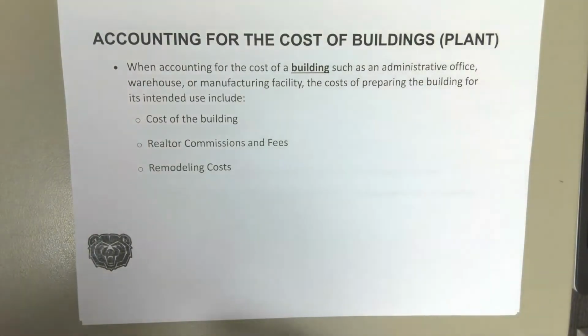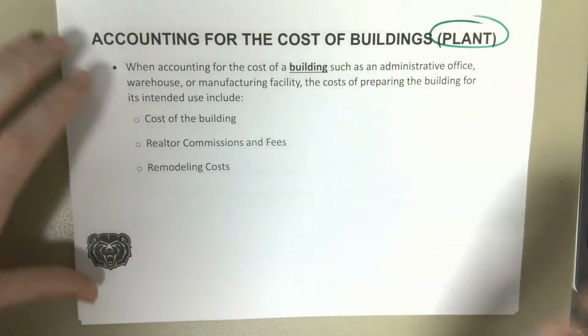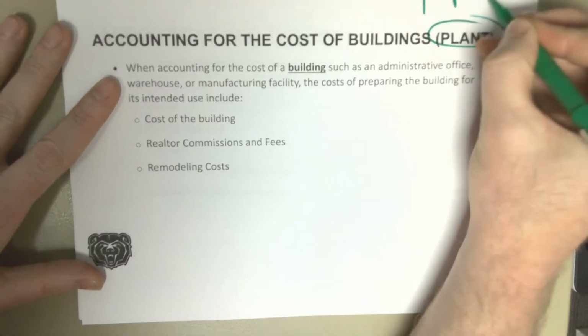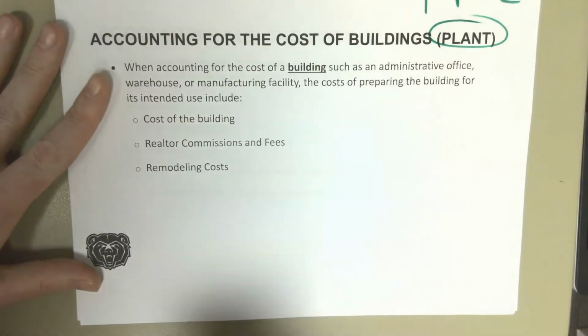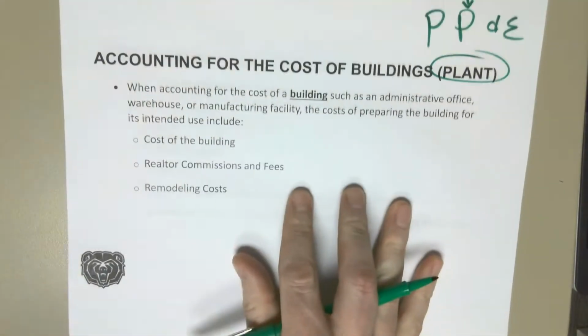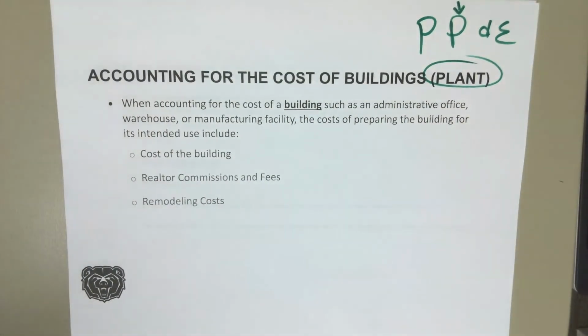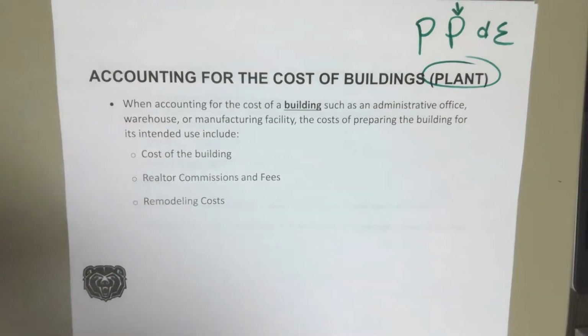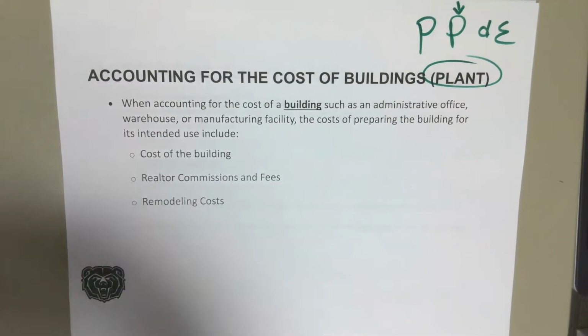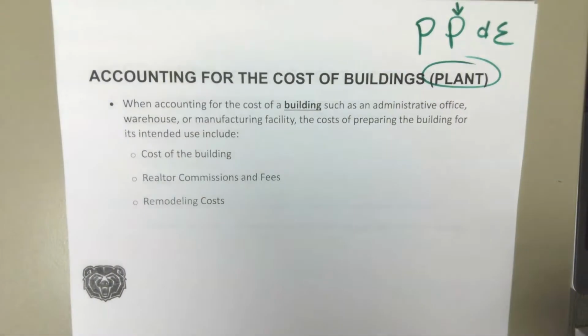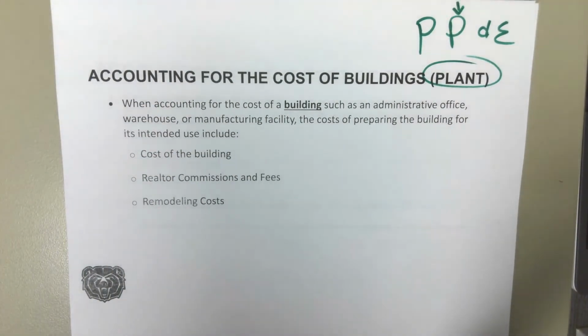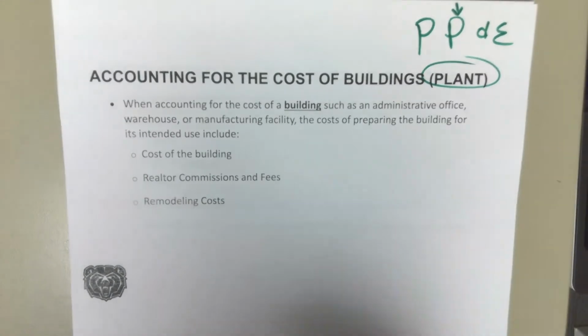Let's talk about the accounting for the cost of buildings. This is the plant portion of PP&E, right? This is your PP&E, the plant portion of your PP&E. When you account for the cost of a building, this could be an administrative office, a warehouse, or a manufacturing facility that you use to bottle beer or to pack boxes or ship out whatever it is you're in the business of doing. That building is a plant for you, and you have to account for that plant as a long-term asset.